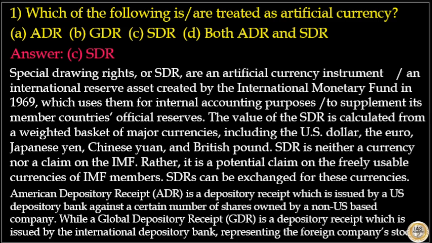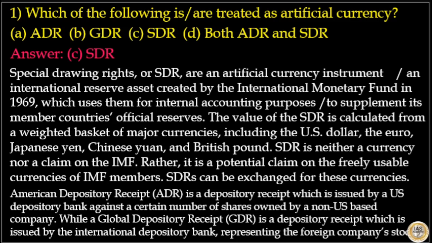Rather, it's a potential claim on the freely usable currencies of IMF members. SDRs can be exchanged for these currencies. American Depository Receipt is a depository receipt which is issued by a US depository bank against a certain number of shares owned by a non-US based company. While a Global Depository Receipt or GDR is a depository receipt which is issued by the international depository bank representing the foreign company's stock.